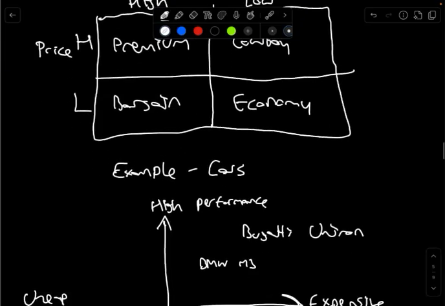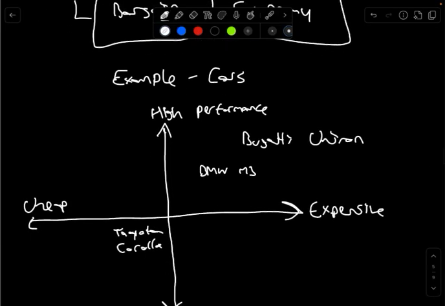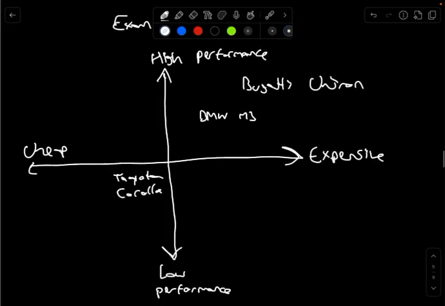So we have an example again as the previous case study, cars. There's a perception map created based on the performance, high performance to low performance, and then price from cheap to expensive. As you see, we have some cars. For example, the Bugatti Chiron is both expensive and high performance, whereas the Toyota Corolla is much cheaper and has a lower performance.